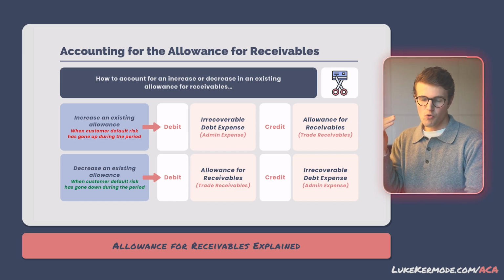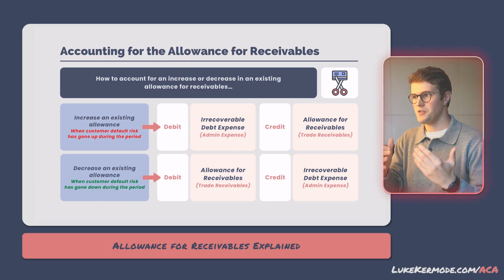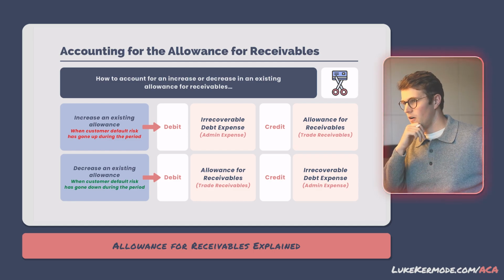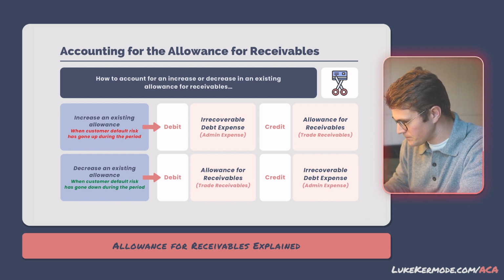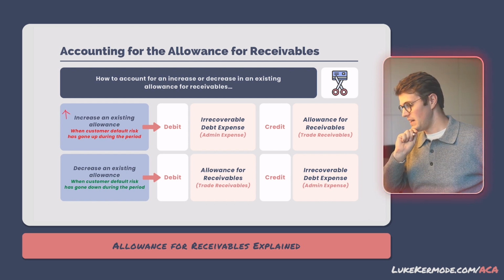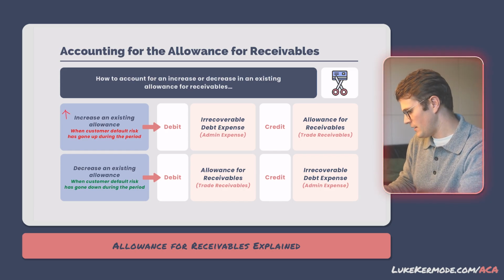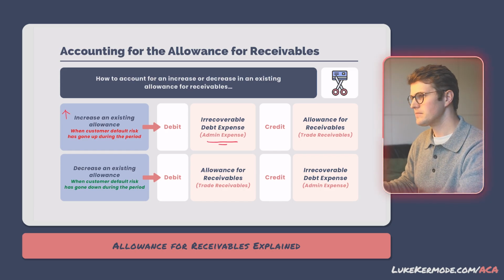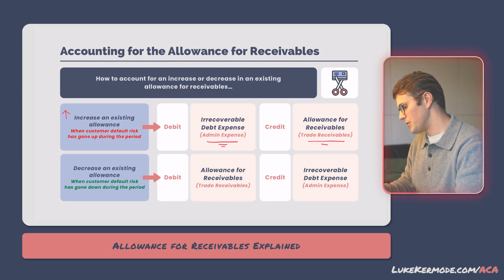Now let's say the business has already recorded an allowance for receivables. So what happens if circumstances change? If the risk of customers defaulting increases, then we need to increase our allowance for receivables. How do we record this in the financial statements? Well, we need to debit the irrecoverable debt expense account, and we credit the allowance for receivables to increase the allowance.